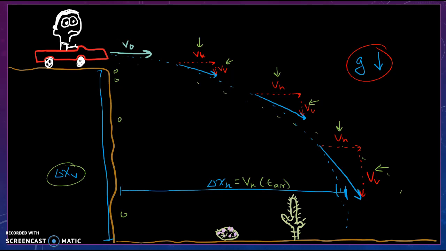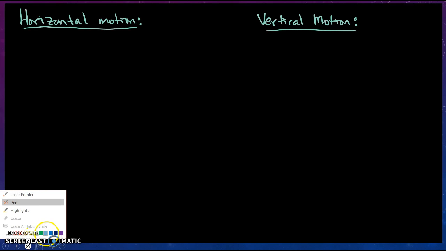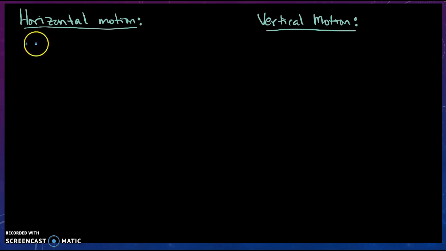Okay, so to kind of summarize things a little bit here, horizontal motion, as I said, this horizontal motion, okay, it'll be constant the entire time. And this obviously is in the absence of air resistance or a headwind or anything pushing it or accelerating it in the horizontal direction. So it's constant the entire time. The equation that we use for it will be delta x horizontal is equal to this horizontal component times the time that it's in the air for.